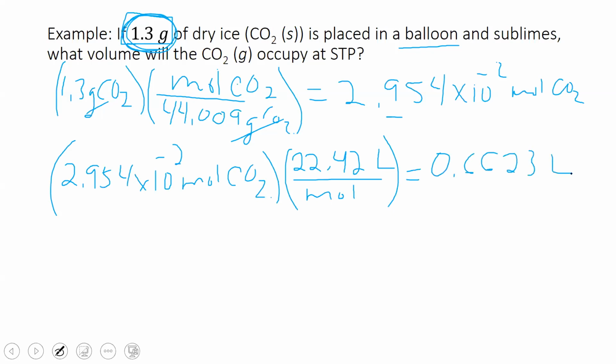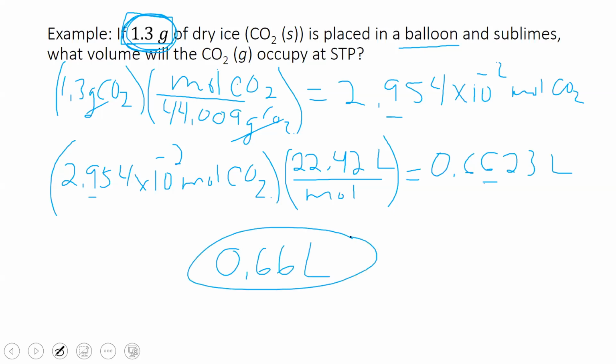You wind up with a value of 0.623 liters. And since our number of moles had 2 sig figs, our answer should have 2 sig figs, so 0.66 liters. Okay. So again, we're using that stoichiometric relationship between volume and number of moles in this case.